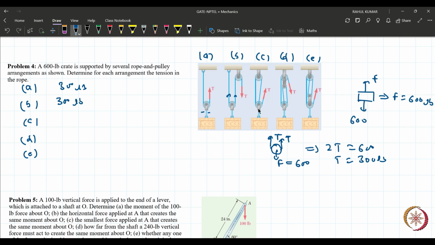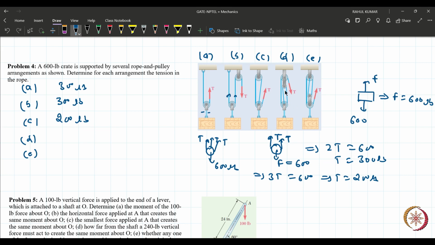Here there will be three tensions in the pulley. One will be like this, another will be like this. You can consider it vertical. There is no angle mentioned, so it must be approximately vertical. So again T is equating with 600 lb: 3T equal to 600, so T equal to 200 lb. So the answer will be 200 lb.